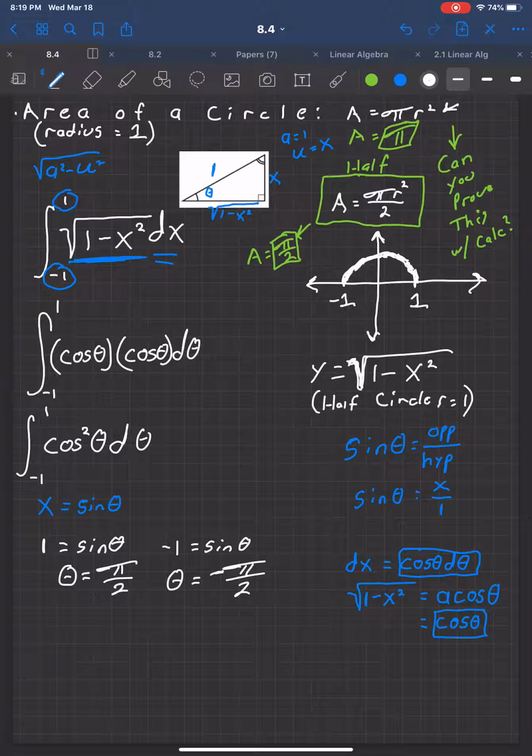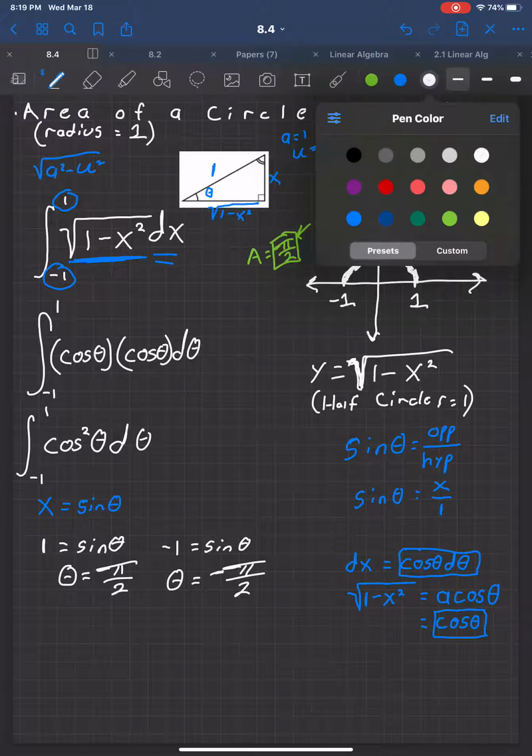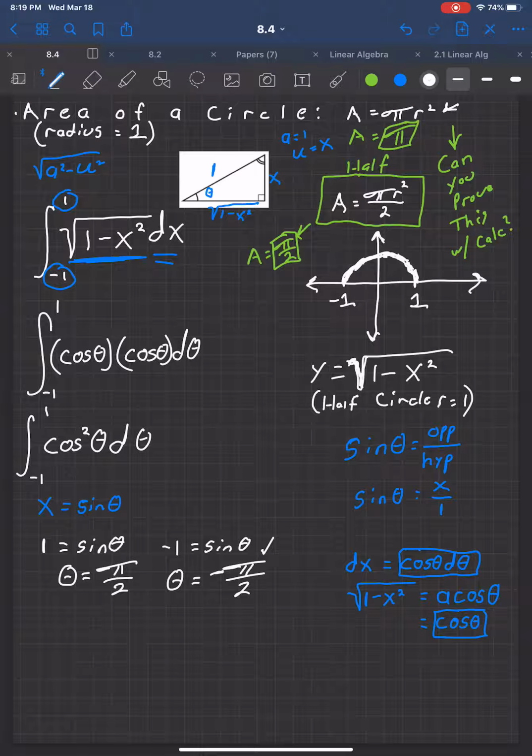So, okay, I've answered the question about why we chose -pi over 2 as opposed to 3 pi over 2. And now there's nothing left to do except go ahead and replace -1 with -π/2, and replace +1 with π/2.